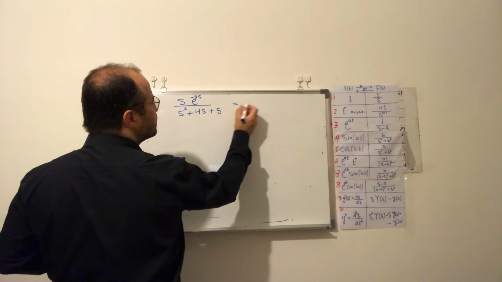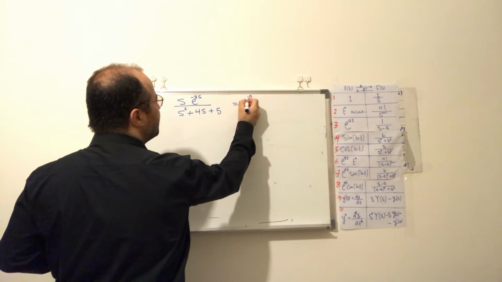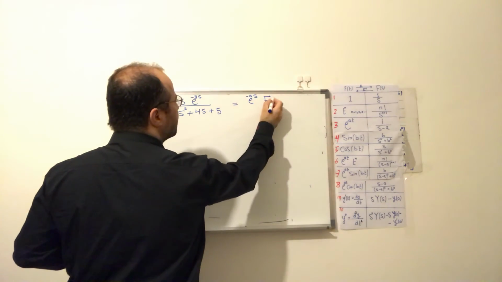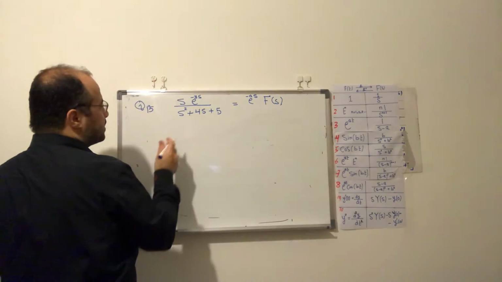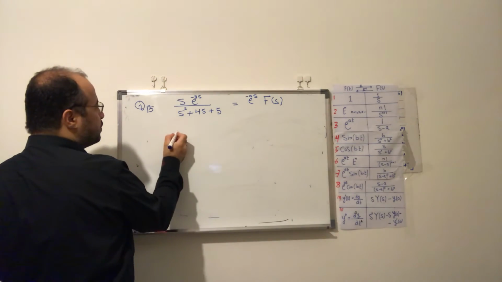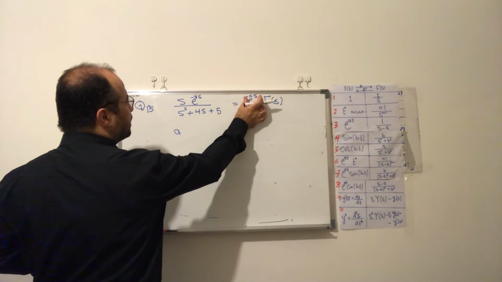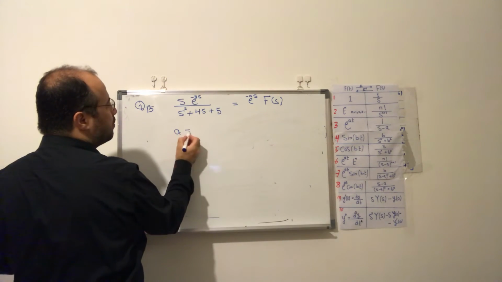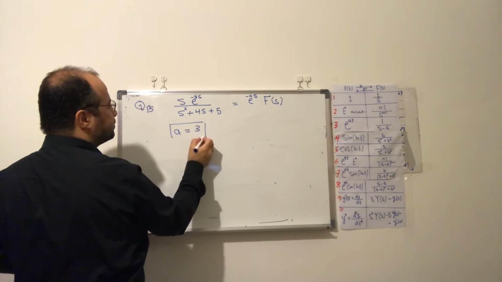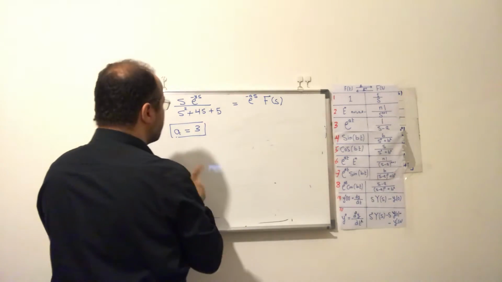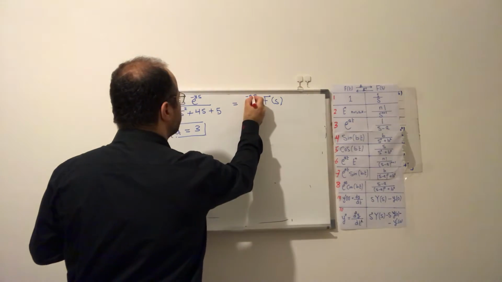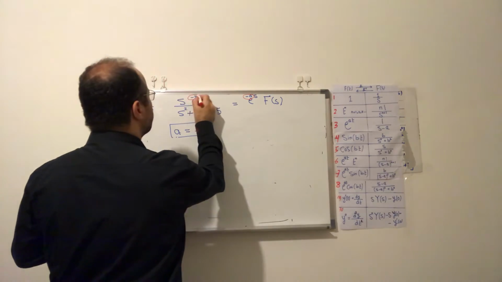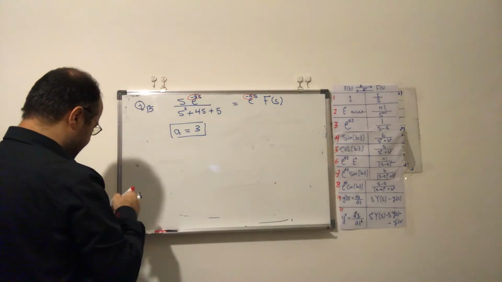Let me compare this thing with e to the minus a s times F big of s, right? Comparing this with that, your a will be 3 units, yeah? I'm just comparing exponential with exponential. So minus a is minus 3, then your a is 3.